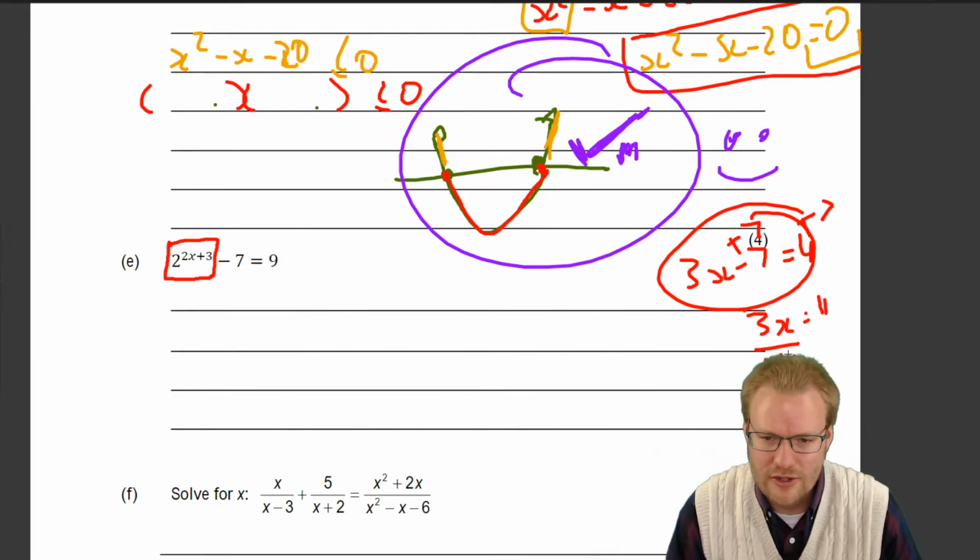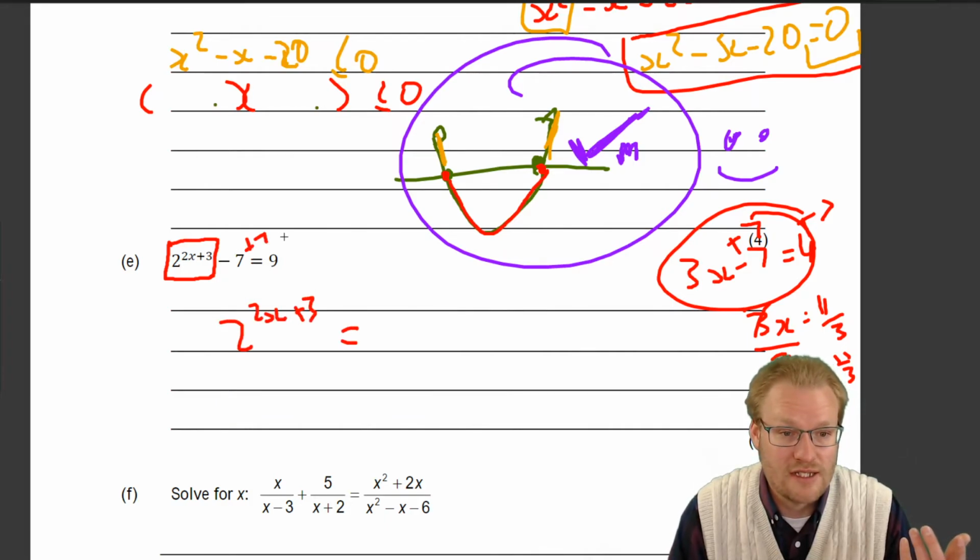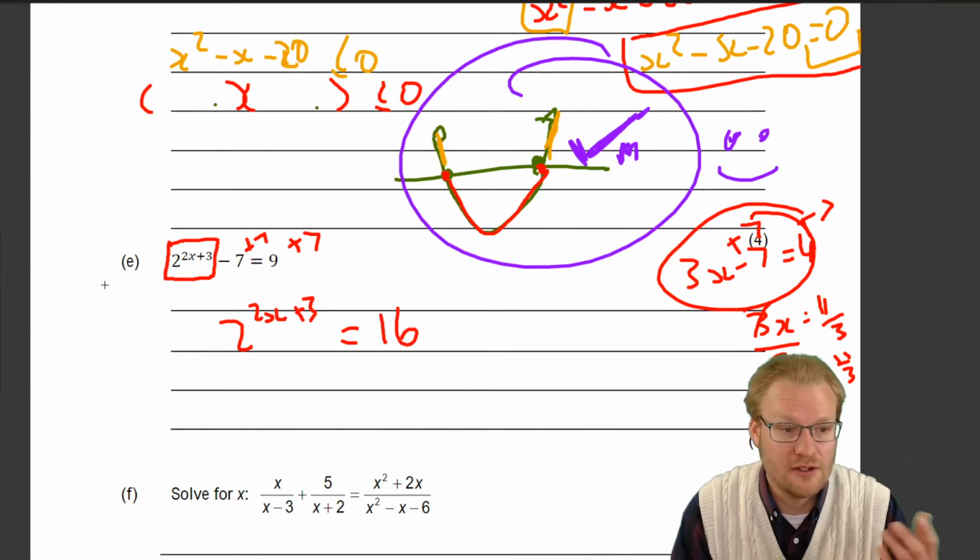I'm not going to ask it as a question. I'm not going to divide by 11. I'm going to divide by 3 so that we just get x. Okay, what you do on one side, you do on the other, so you get your answer. Okay, so a similar strategy here. Let's rearrange it so that we have 2 to the 2x plus 7 equals 16.